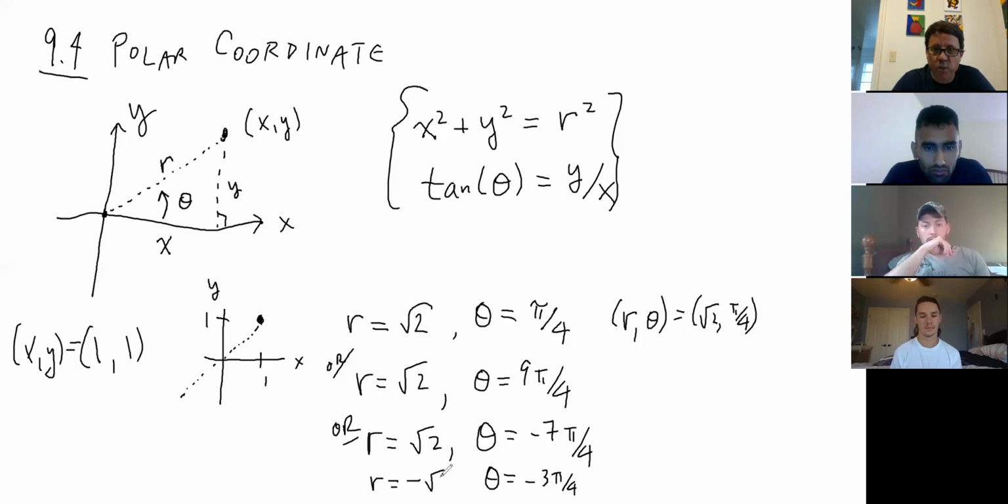I could say negative square root 2. So these things not only have values, they have directions as well. So kind of like a vector.